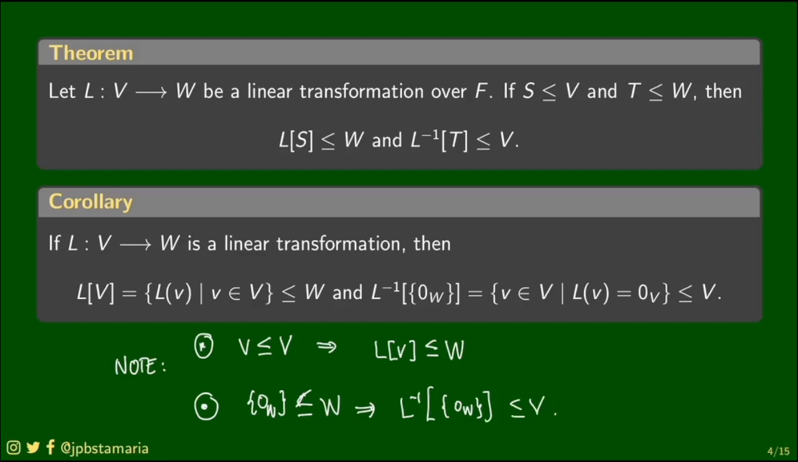But what are the elements of these subspaces? The elements of the subspace L bracket V contains all the images L of V where V is an element of capital V. It's a subspace of W. On the other hand, the inverse image of the trivial subspace of W is equal to the set of all points V from capital V whose images are sent here, therefore whose images are 0.